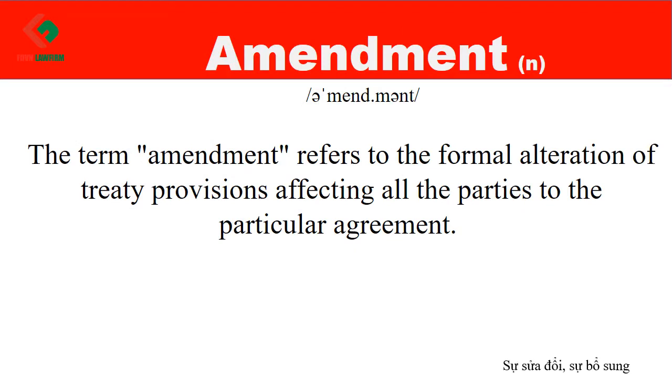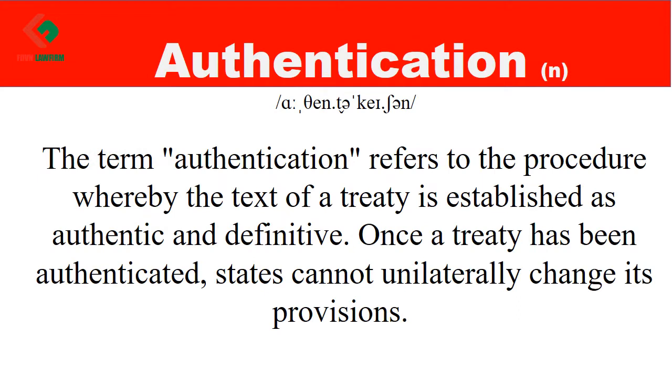Amendment. The term amendment refers to the formal alteration of treaty provisions affecting all the parties to the particular agreement. Authentication. The term authentication refers to the procedure whereby the text of a treaty is established as authentic and definitive. Once a treaty has been authenticated, states cannot unilaterally change its provisions.